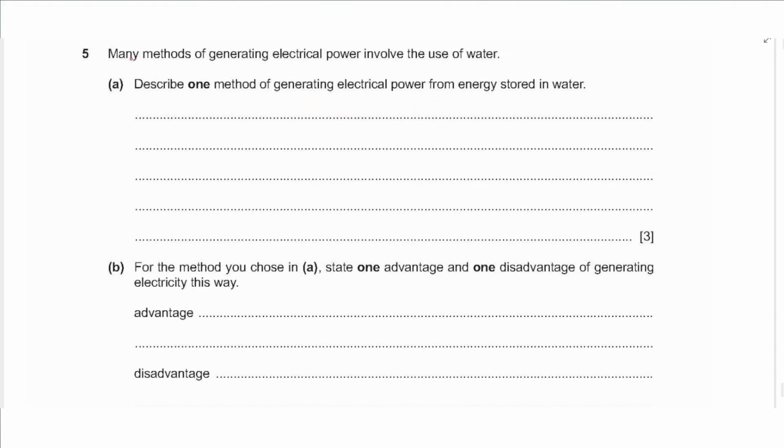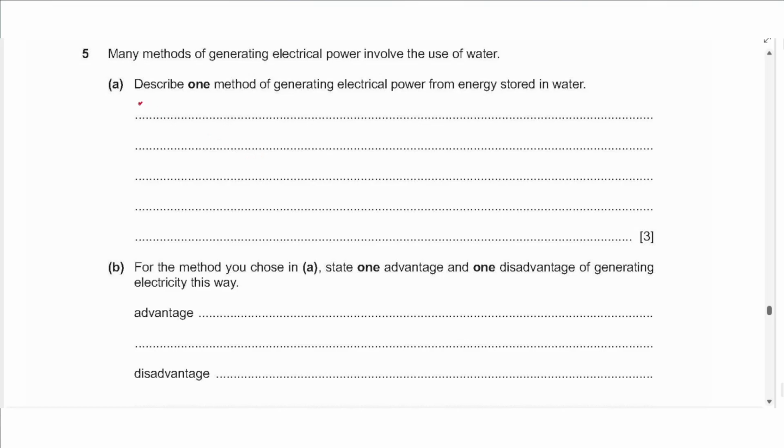Question 5 says many methods of generating electrical power involve the use of water. Part A says describe one method of generating electrical power from energy stored in water, and we have 3 marks, so we have to choose one method that we can say a lot about. So in this case it's the hydroelectric power stations.